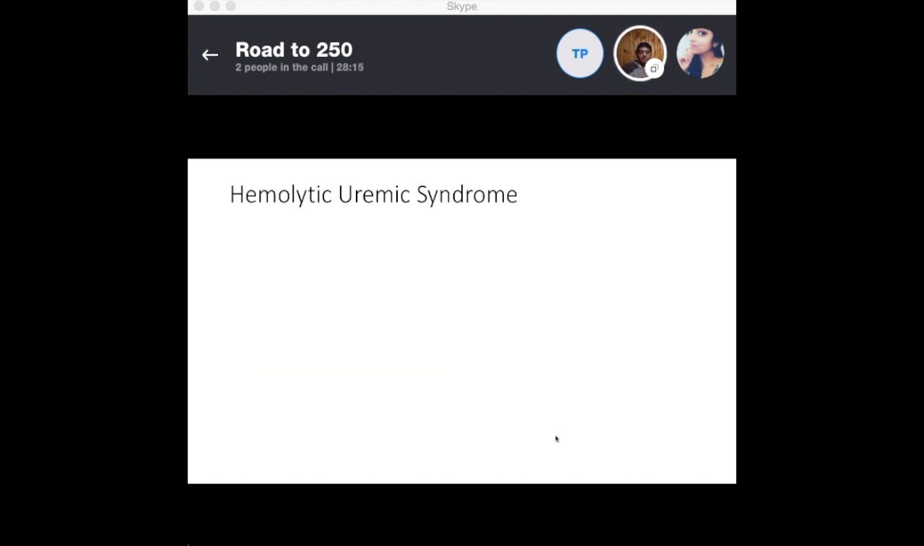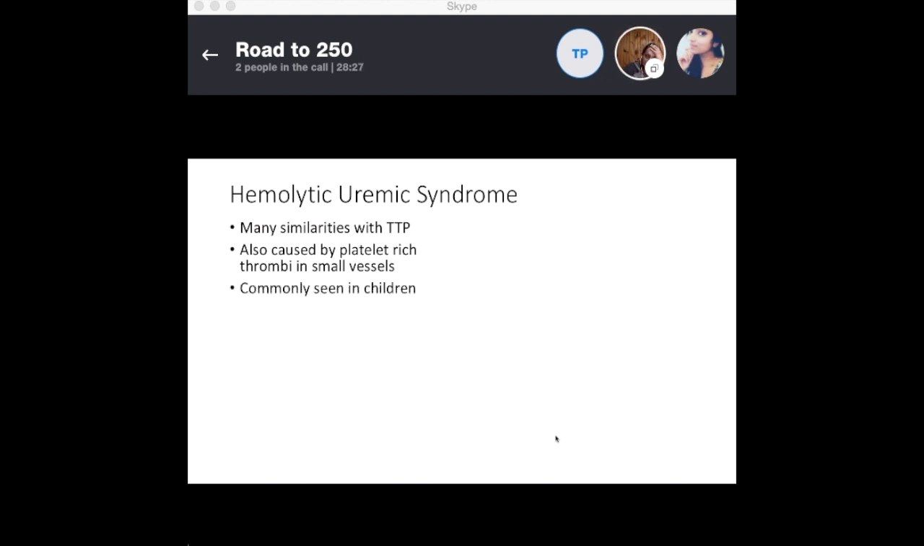All right. So hemolytic uremic syndrome, or HUS, has many similarities to TTP. It is also caused by platelet-rich thrombi in small vessels, but it's commonly seen in children, and commonly following a GI infection of E. coli O157:H7, or a Shiga-like toxin that causes microthrombi.